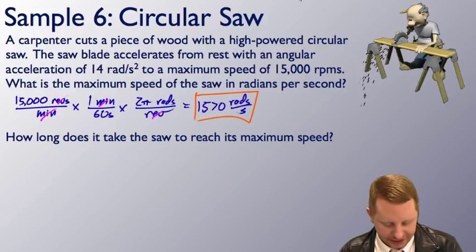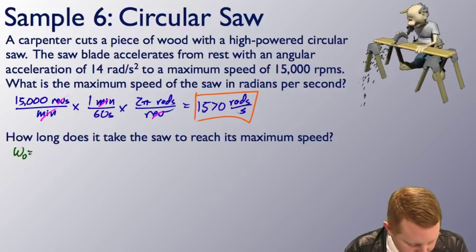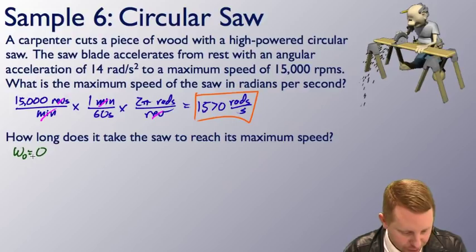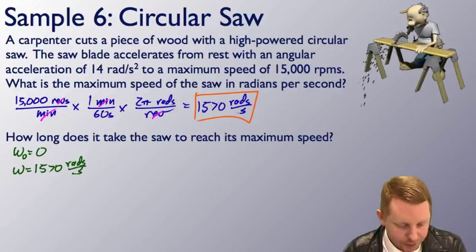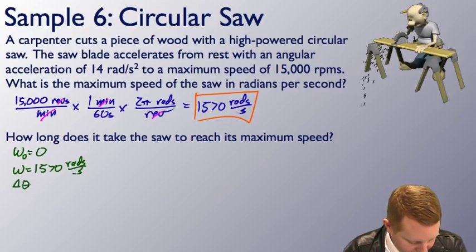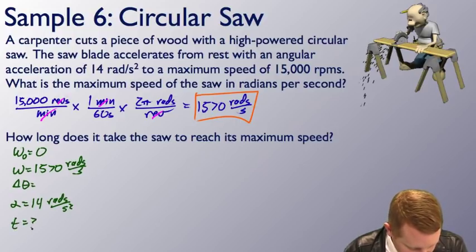How long does it take the saw to reach its maximum speed? Another kinematics problem. Initial omega, initial angular velocity, is 0. Final angular velocity, we just determined, is 1570 radians per second. We don't know the angular displacement. Alpha, our angular acceleration, is given as 14 radians per second squared. And we're trying to find the time.